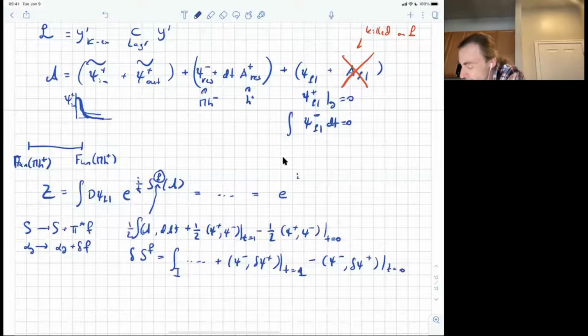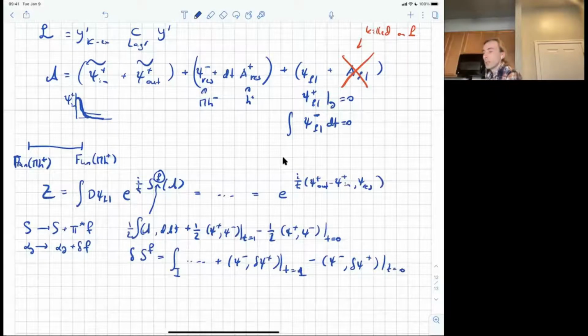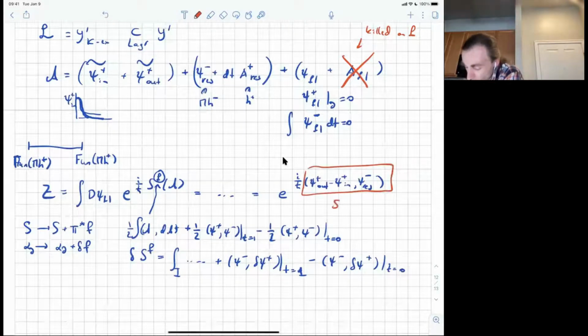But the result is the following expression. So it's psi plus out minus psi plus in paired with the residual field minus residual fields. So let me call this object the effective action. So my partition function is the exponential of the effective action. So I have effective actions that depend on my residual fields and on the boundary fields.